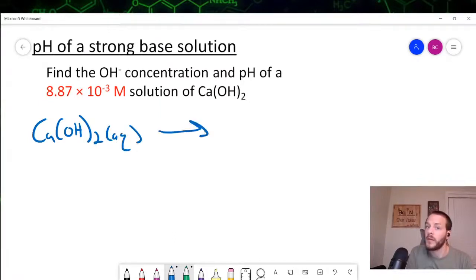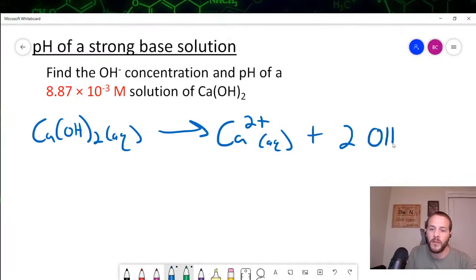Going to react with a single arrow to form the calcium ion. Calcium is Ca2+, right? Because all those group 2A metals have 2+ charged cations, and that's aqueous. And then we're going to have 2 of these OH minuses, 2 hydroxides, and that's aqueous, right? So we understand that there's a complete ionization that takes place. So all of the calcium hydroxide reacts to form calcium and hydroxide.